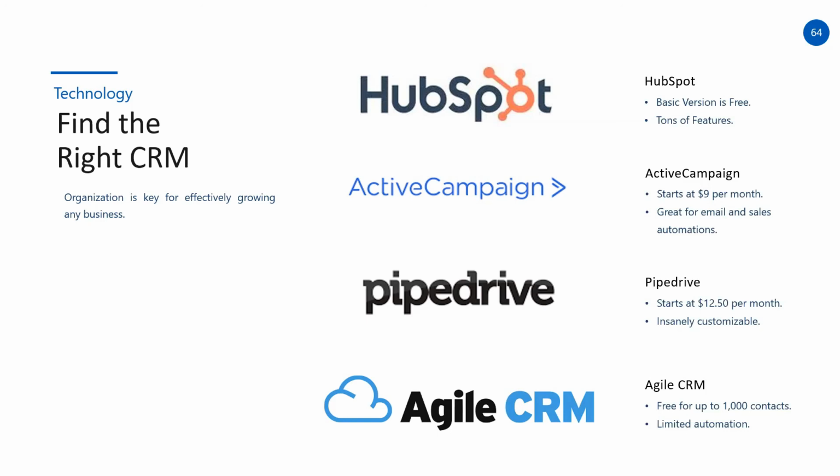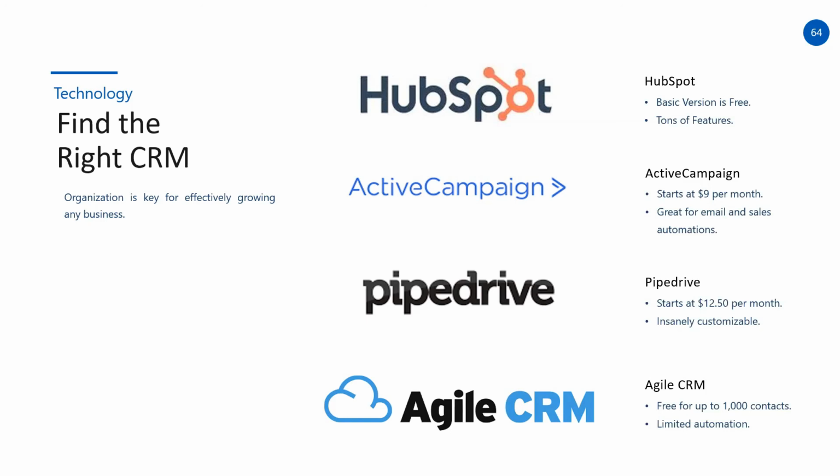Another good CRM is Active Campaign. This is really good for email automation. So getting people into your campaigns, into your sales funnel, Active Campaign is a great way to do that. Stay on top of your clients via email.